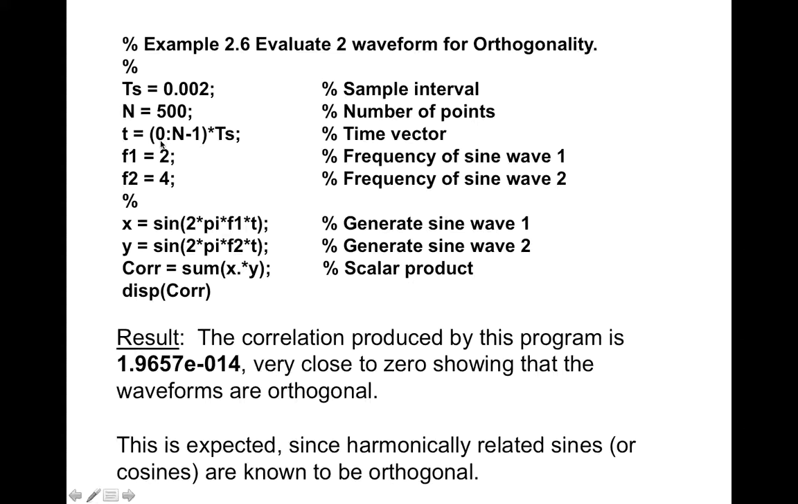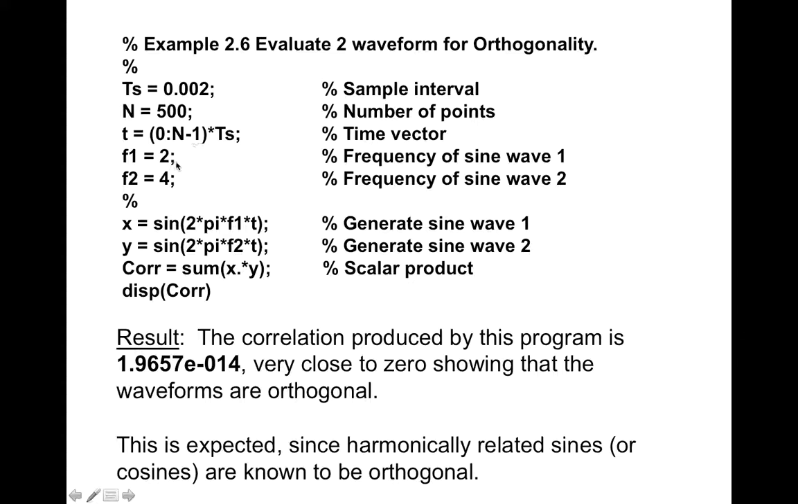We then take that 0 to n minus 1 and we multiply it by our sampling time, and what that does is it converts us to seconds. So 500 has units of samples, 0.002 has units of seconds per sample. And when we do that conversion here, our plot's going to give us a plot as a function of time.